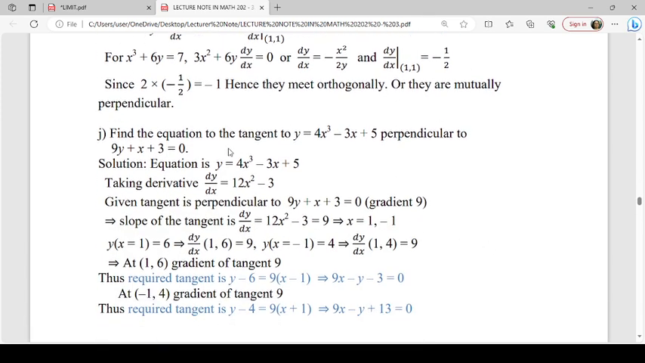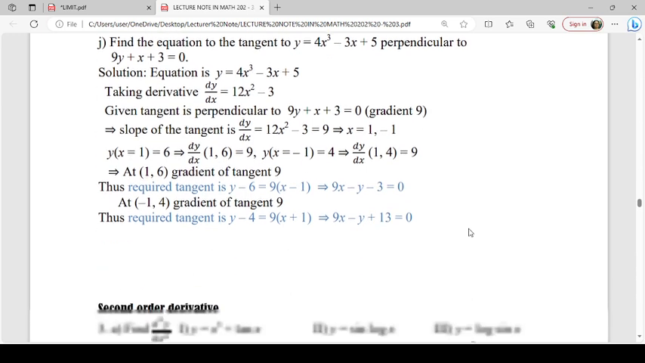Find the equation of the tangent perpendicular to this. Because it is perpendicular, the gradient of the tangent should be 9, since the slope of the given line is minus 1 by 9. So y is equal to mx with gradient 9, and the value is x equal to 1 or minus 1, like this.